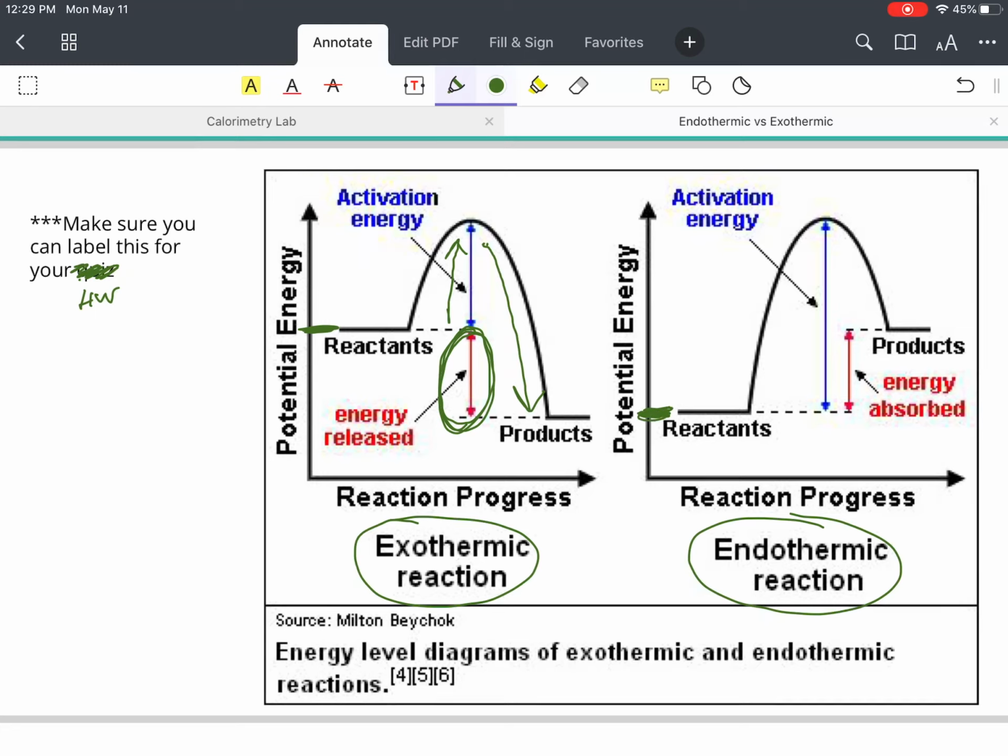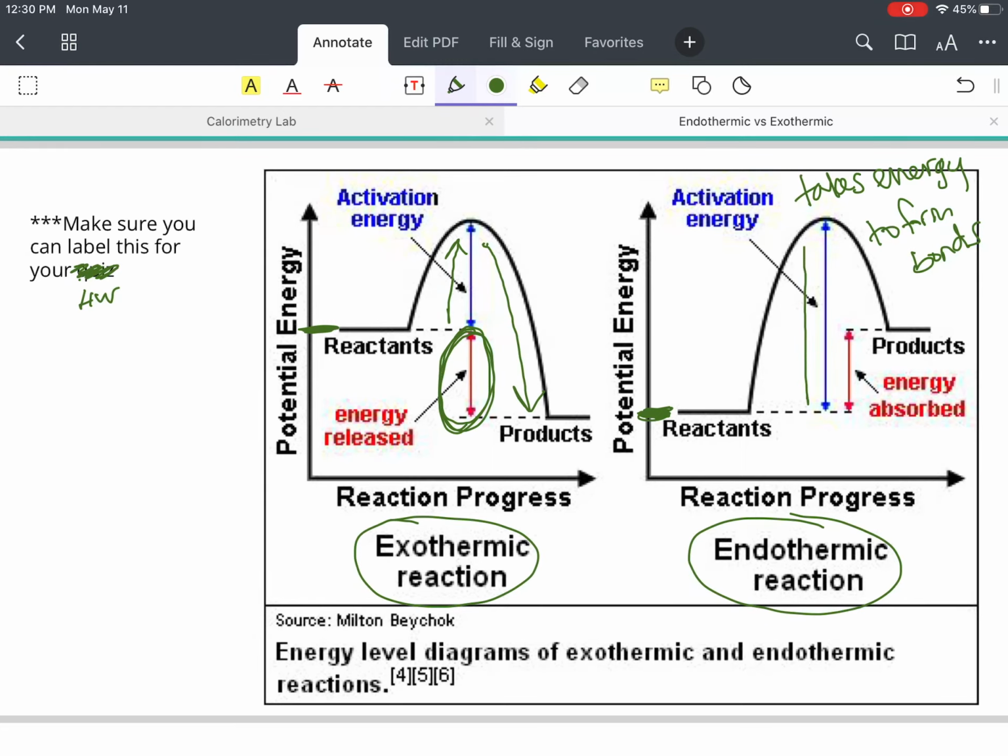Whereas if I have an endothermic reaction, I have my reactants right here. This is their starting amount of bond energy. And in this case, these reactions usually, what happens is it actually takes more energy to form new bonds. So let me write that down so you can see it. It takes energy to form bonds.